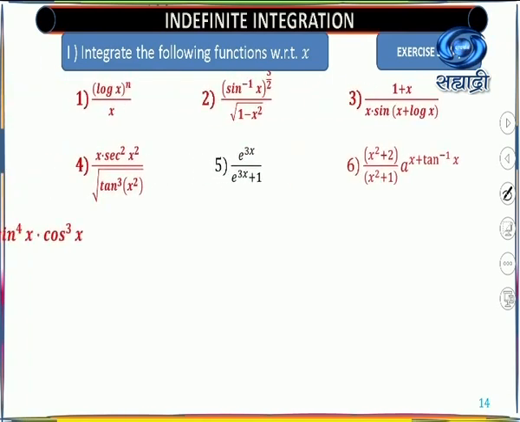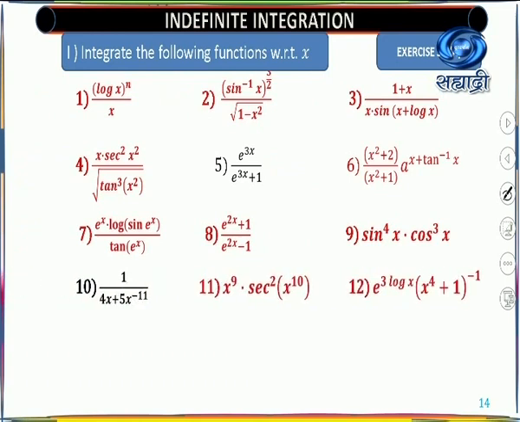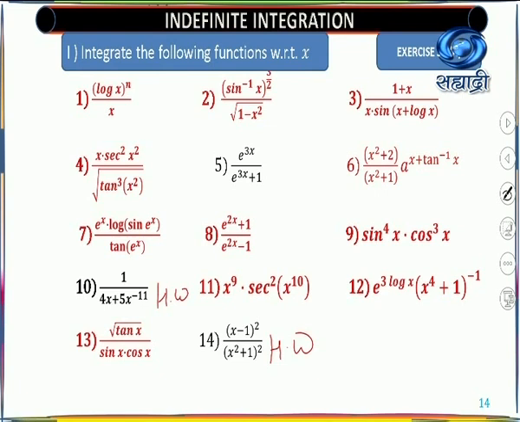Now look at here, these are the examples in exercise 3.2a. Whatever examples are in red color, those I will take here, and the other examples are homework for you. These examples are of one of the kinds which I have already taken, or from these examples only. So we'll begin with our first example.